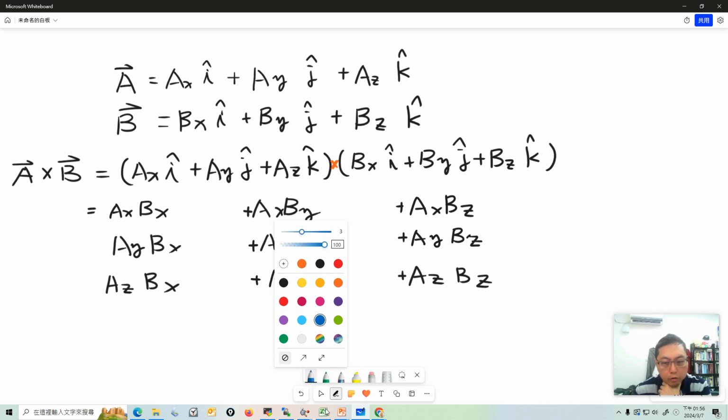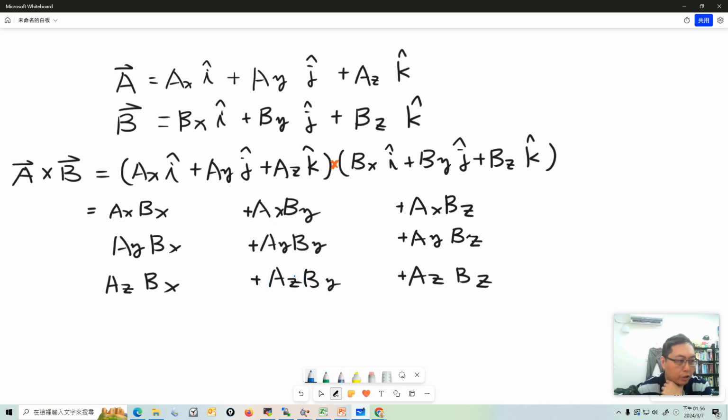So it's just the multiplication: ax times bx, ax times by, and ax times bz, because ax, ay, az, bx, by, and bz are just constants. We just multiply the constants, nothing else. So it's the distribution law. Ax times bx, ax times by, ax times bz, and the other terms are ay times bx, ay times by, ay times bz, and az times bx, az times by, az times bz. That's for the component multiplication.